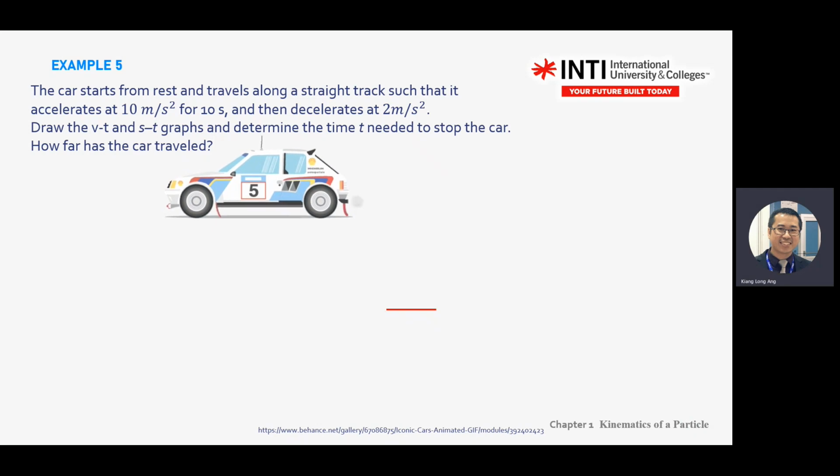You go to the AT graph, then it accelerates for 10 seconds, right? Go to the graph, mark 10 to 10, right? Draw a straight line. Make sense? Make sense to you? Correct, Nico? Like this.